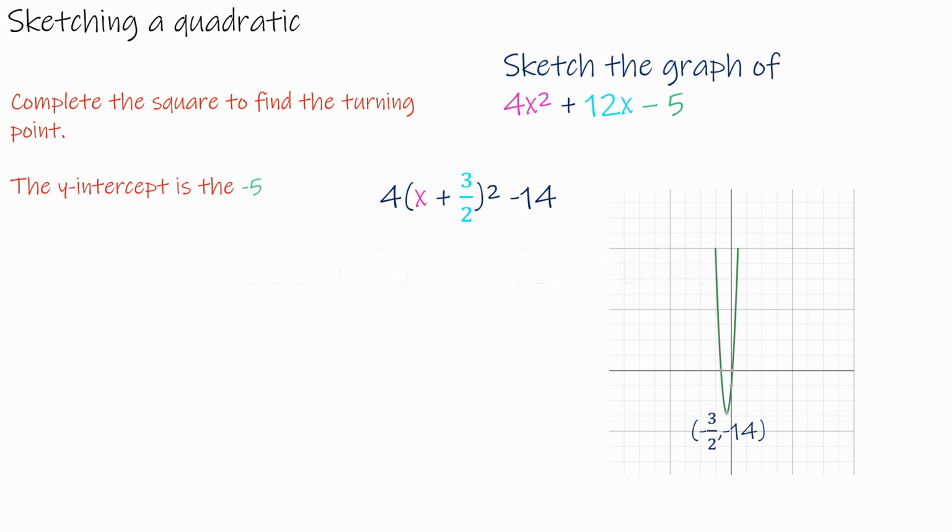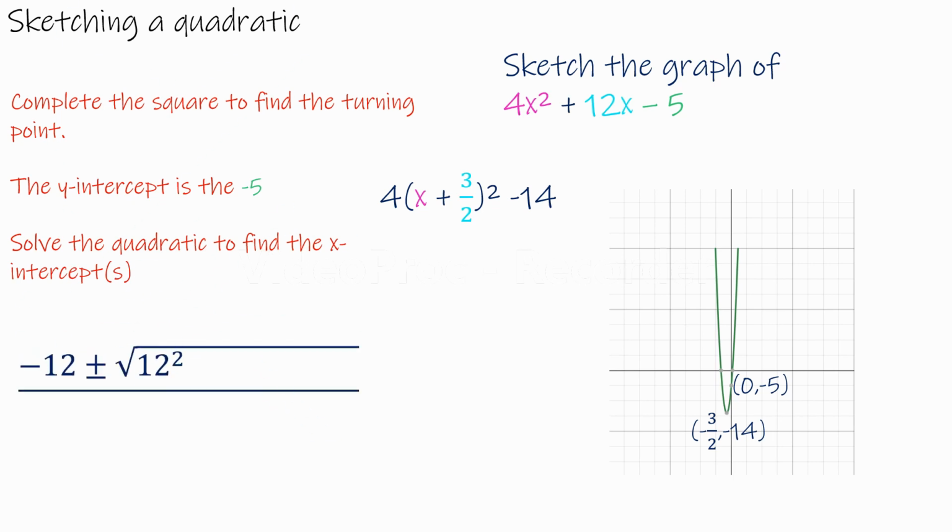Next up, we're going to use our y-intercept, which is also minus 5 on this one as well, so we can label 0, minus 5. And finally, we can solve our quadratic to find our x-intercepts. Once again, I'm going to use the quadratic formula as this is the way I find easiest. However, you can do it whichever way you like. There are multiple methods and I have them all up on my channel.